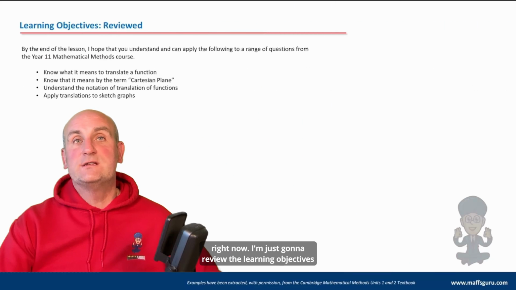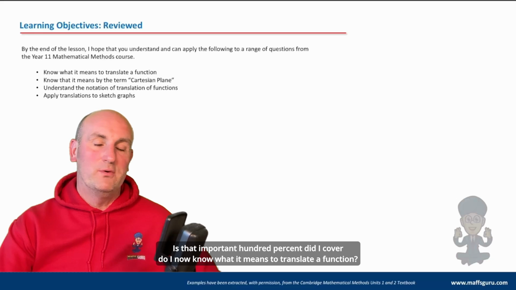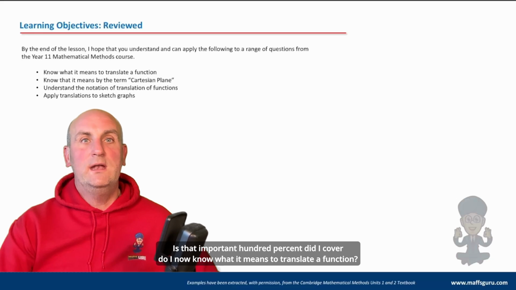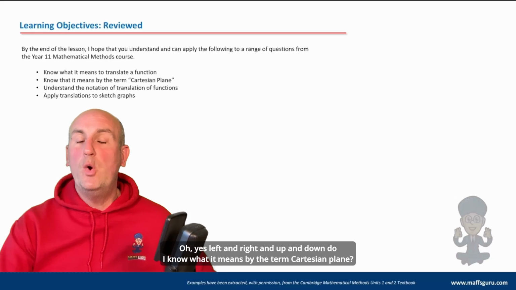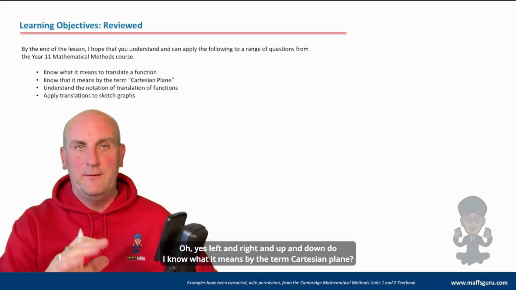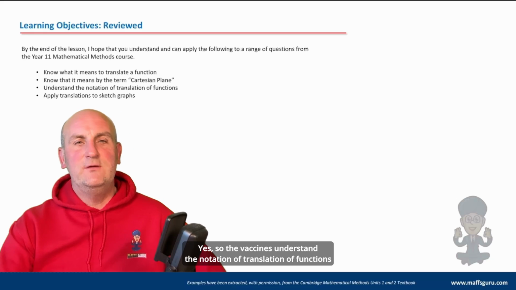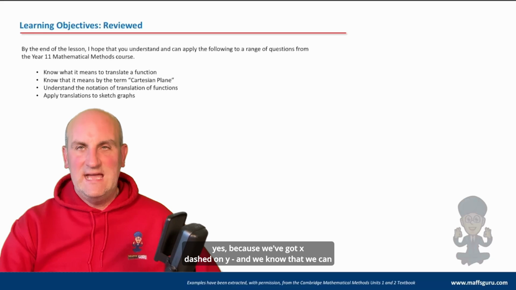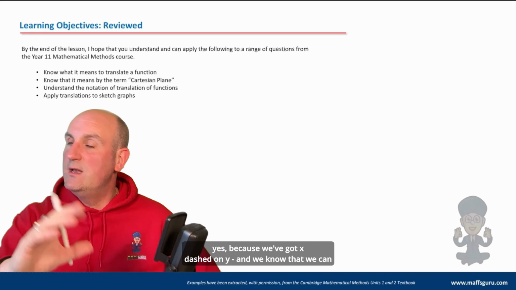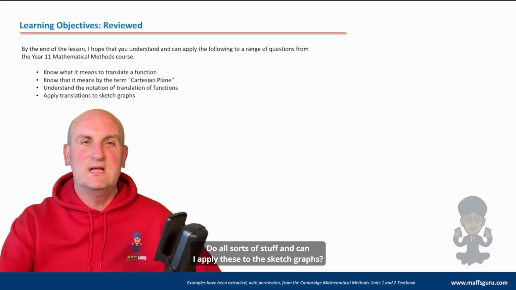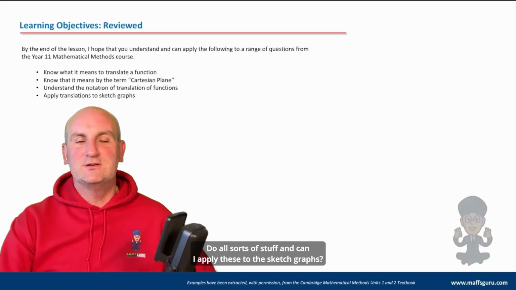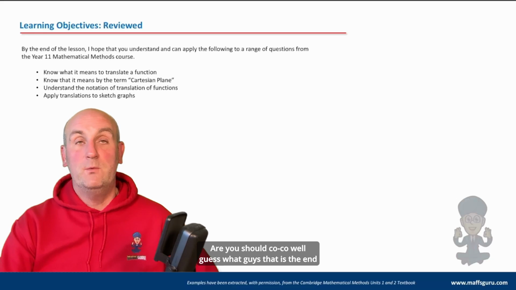All right, now I'm just going to review the learning objectives. Is that important? 100%. Do I now know what it means to translate a function? Oh, yes. Left and right and up and down. Do I know what it means by the term Cartesian plane? Yeah, set of axes. Understand the notation of translation of functions? Yes, because we've got x dashed and y dashed, and we know that we can do all sorts of stuff. And can I apply these to sketch graphs? I should. Well, guess what, guys?